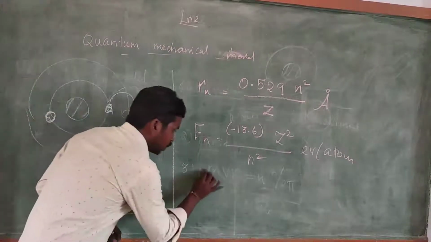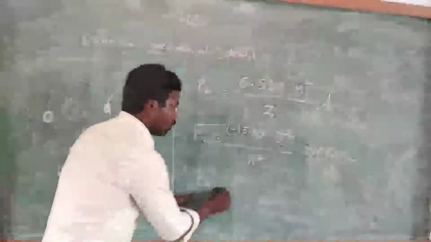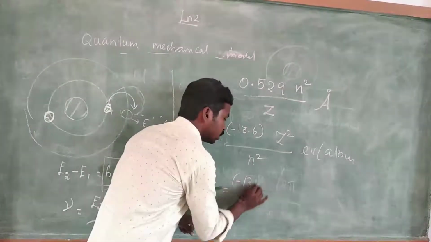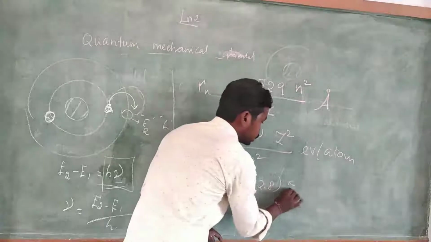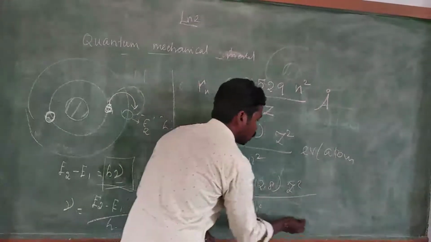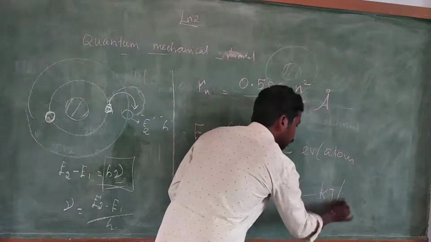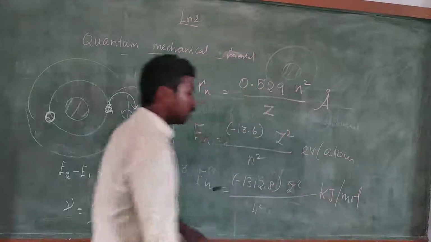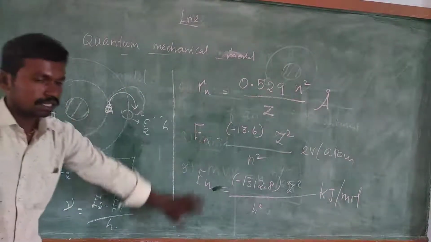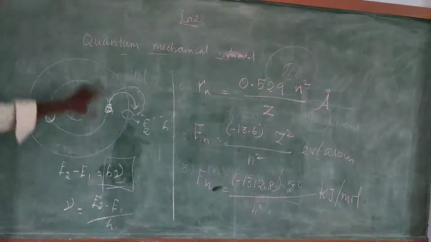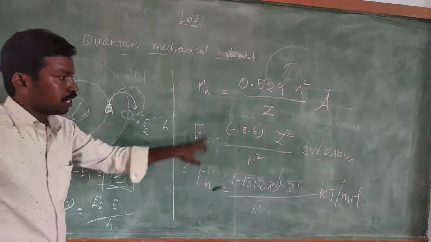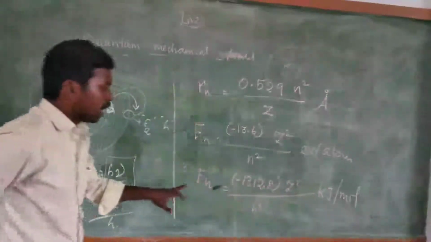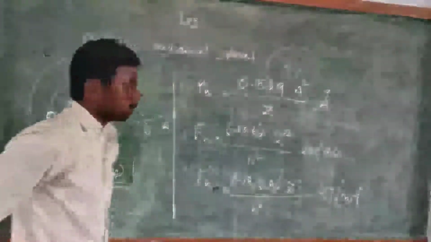So when we write in kilojoule per mole unit, En will be equal to minus 1312.8. Then remaining everything same, Z squared divided by n squared. Instead of electron volt per atom, we have to write kilojoule per mole. Okay, so these three are the important equations we can derive from Niels Bohr atomic model: radius of nth orbit, energy in terms of electron volt per atom, and energy in terms of kilojoule per mole.